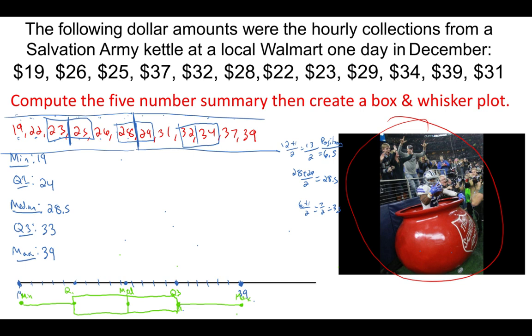If we wanted to answer a question like what's the interquartile range, let's go ahead and do that as well, the IQR, interquartile range. What you do is you do Q3 minus Q1. So it's 33 minus 24, which would be 9. If we were asked just the general range, we could answer that as well. Just do the max minus the min, 39 minus 19, which is 20. So those are typical questions you're asked.